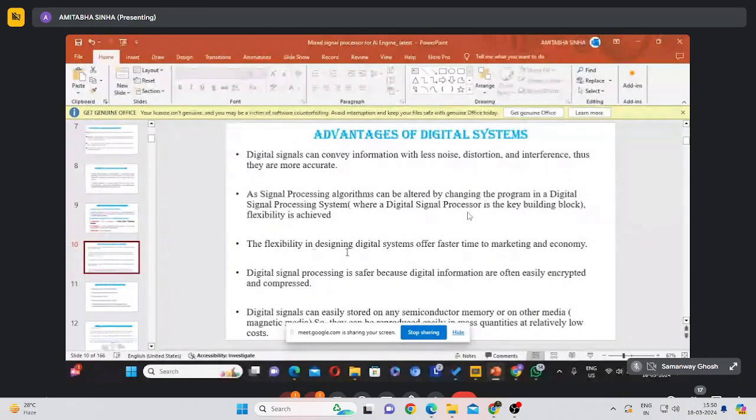The flexibility in designing digital systems offers faster time to market and economy. This is very, very important. Why flexibility? It's not for an academic exercise. The most important factor is that time to market will be very fast. So in this global competition, the company which is able to come to the market sooner with a better product will be able to survive. That is the competition, and this competition is giving birth to talented engineers.